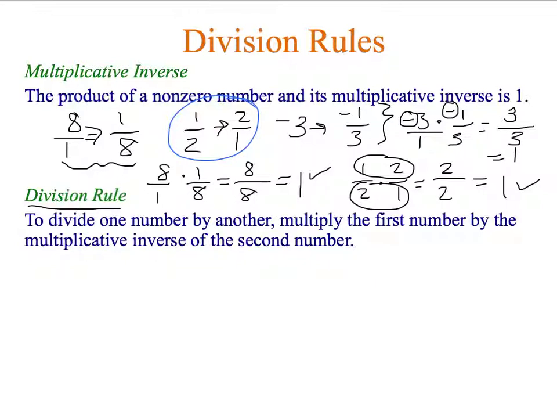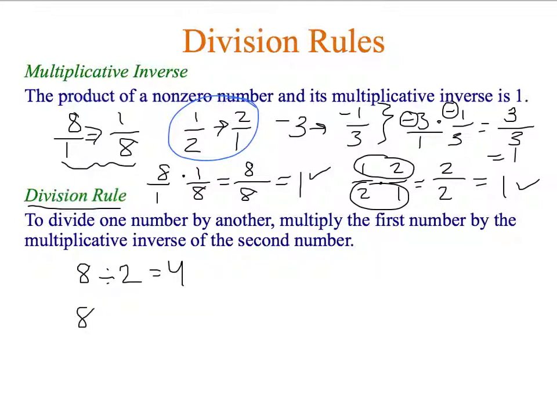Our next rule is the division rule, and you can think of that as more of a strategy. To divide one number by another, multiply the first number by the multiplicative inverse of the second number. Let's try an example that we know. Let's try this on 8 divided by 2. Many of you will know just from previous experience that 8 divided by 2 will give you 4. But let's test out our method.